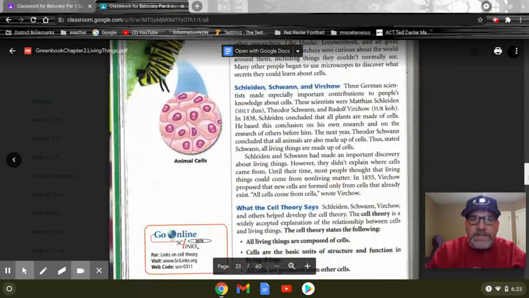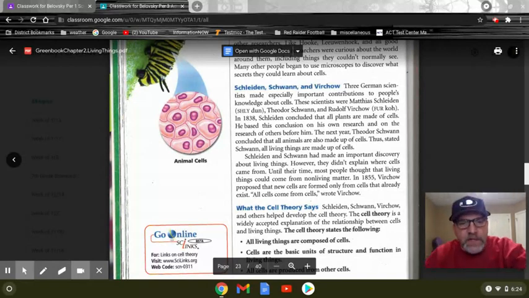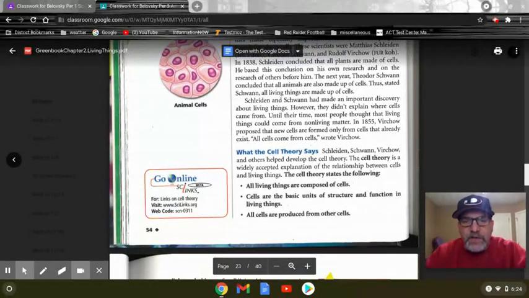Cell theory. Okay, so Schleiden, Schwann, and Foucault. We talked about them. Schleiden is the one that discovered all plants are made of cells. Schwann discovered that all animals are made of cells. And Foucault said, hey, I bet I know where cells come from. Cells come from other cells, because people were like, what creates cells? Where do they come from? And Foucault was like, I bet cells make cells. And he was exactly right. All right. So the three of them together created what is called the cell theory.